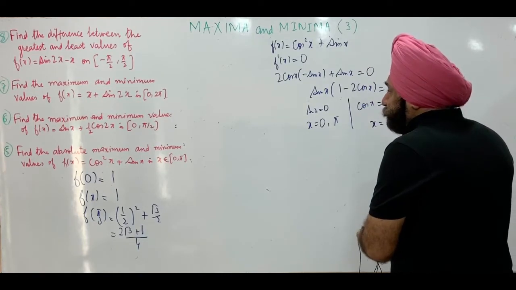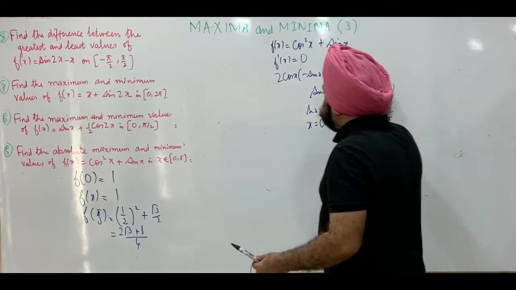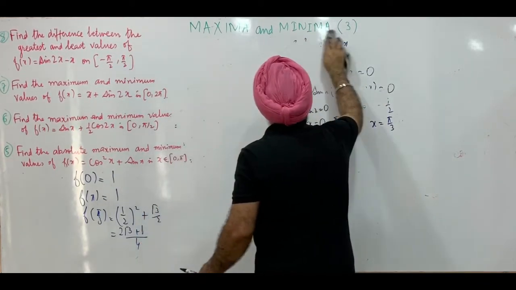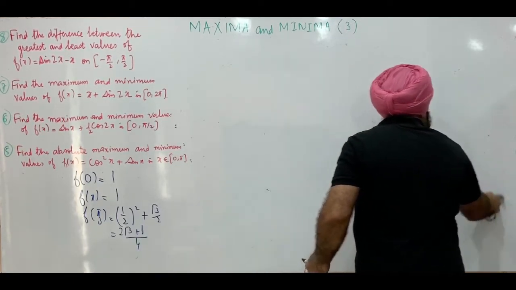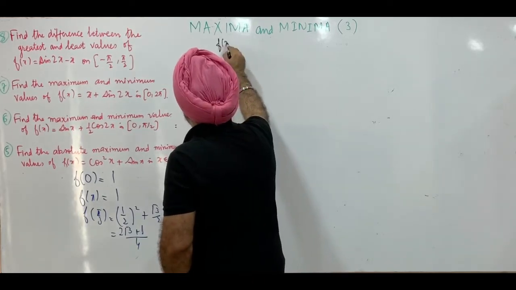In the next question, we have f of x is equal to sin x plus half cos of 2x, and here the interval is the first quadrant, that is 0 to pi by 2. So I will differentiate the function and equate the derivative to 0.